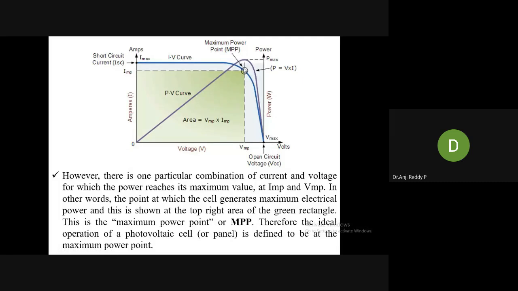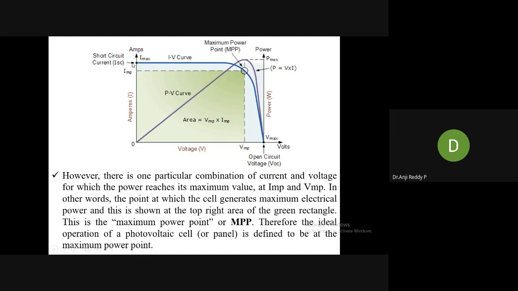This is about IV characteristics. Just check once again this last point. Out of all the current and voltage values, one combination will give the maximum value of the power. Where we are getting that maximum power, that corresponding current we call the maximum current point, and the corresponding voltage we call the maximum voltage point.